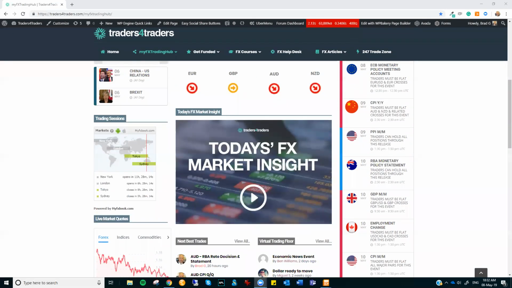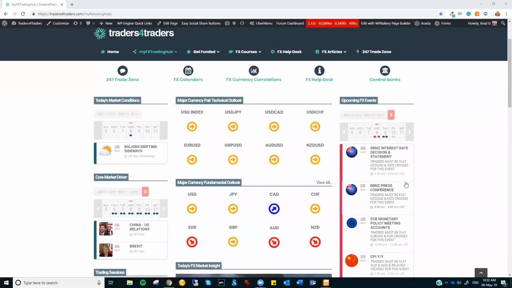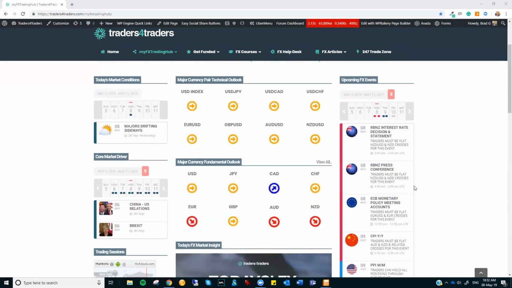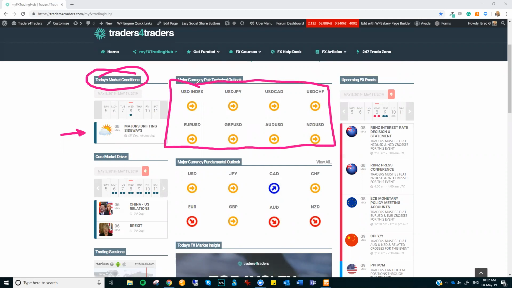Just as we head into the Asian session, it's time to give you a bit of a refresh on what is happening out there. Let's look at where the market is, which should be the core basis of your analysis and your trading process before you start to trade. Today's market conditions: the majors are just drifting sideways. They are completely directionless, as far as I can see.